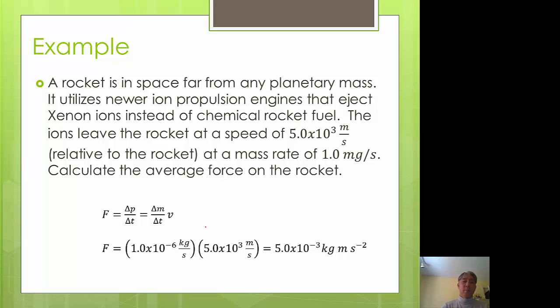1 milligram per second turns out to be 1 times 10 to the minus 6 kilograms per second, times the speed that it goes out at. And so the force that I experience is not a lot, I admit that. It's 5 times 10 to the minus 3 newtons, or 5 millinewtons. But when I apply that over a long period of time, yes, that acceleration on my rocket adds up.